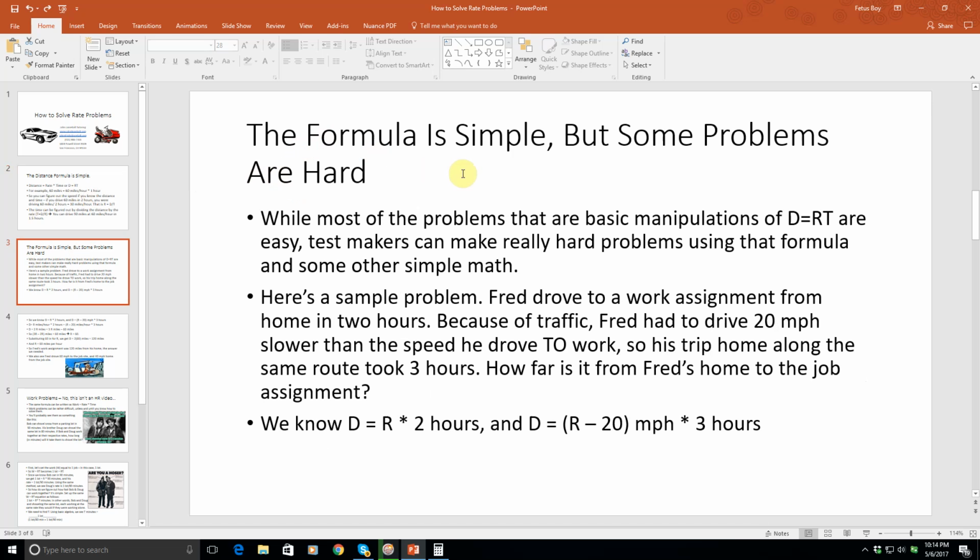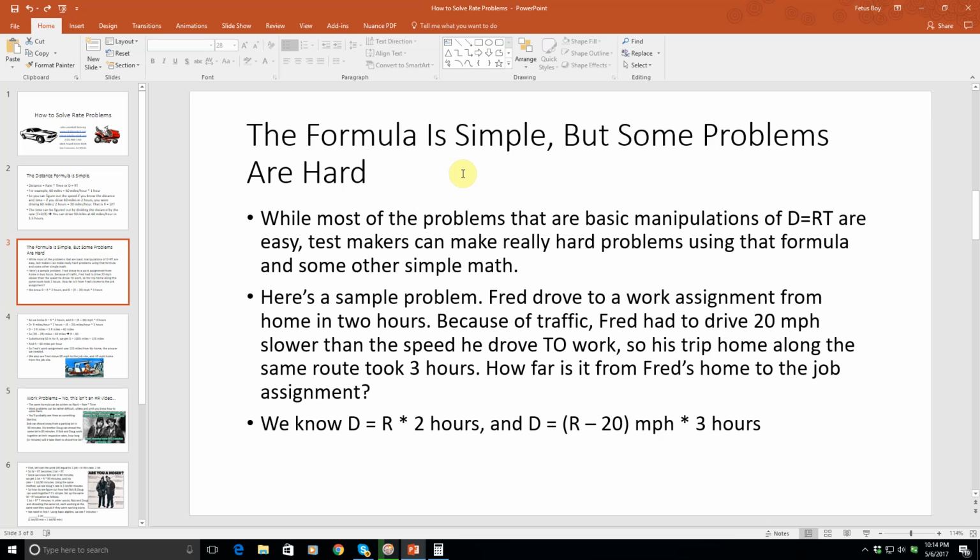Now the formula itself is simple, as we just saw, but some problems are hard. While most of the problems that are basic manipulations of D equals RT are easy, test makers can make really hard problems using that formula and maybe some other simple math.